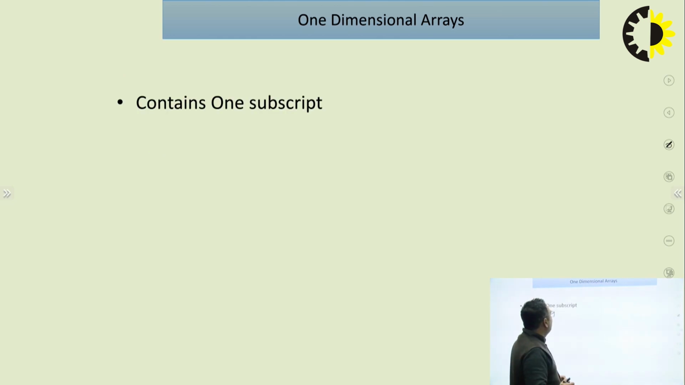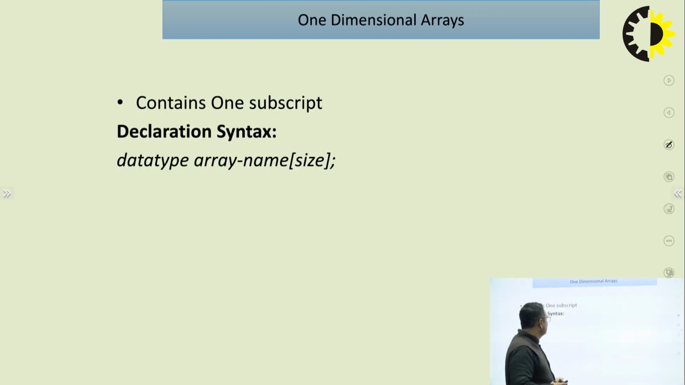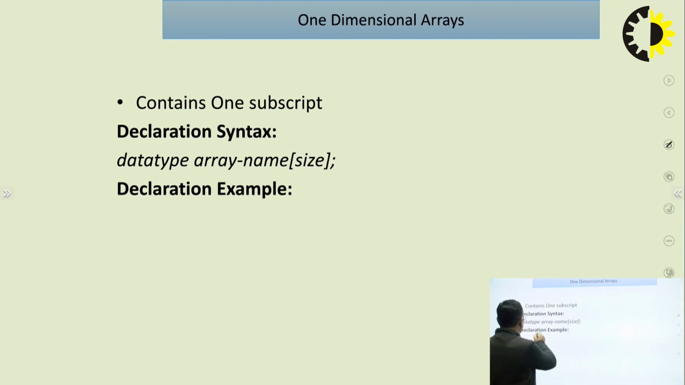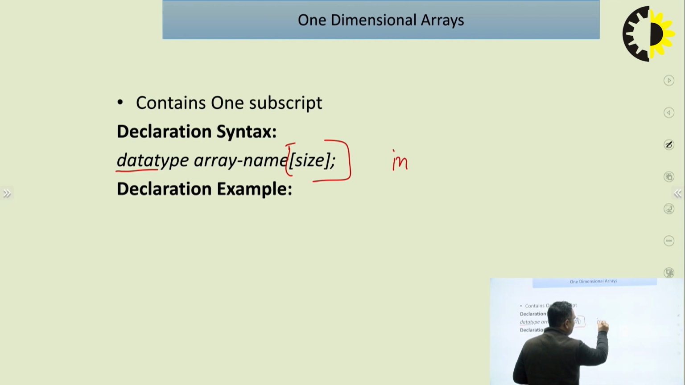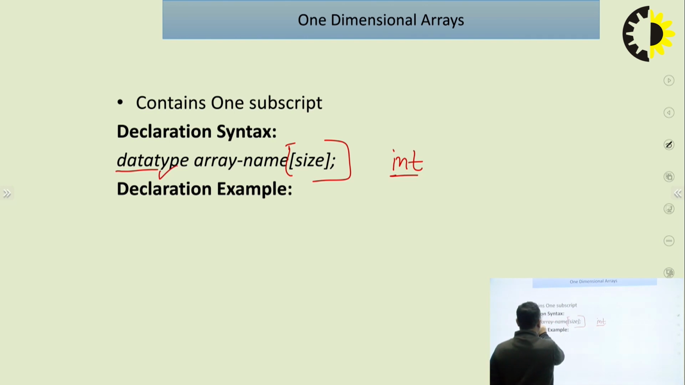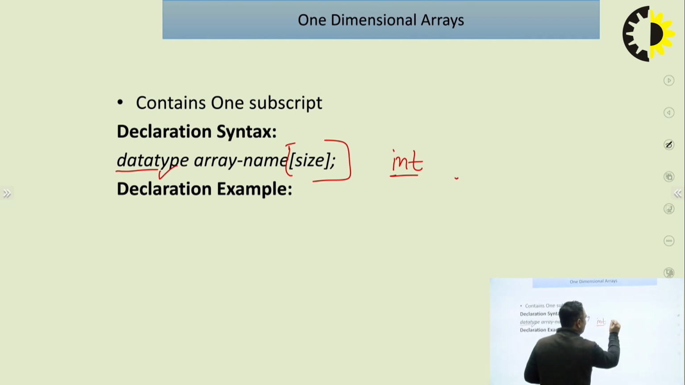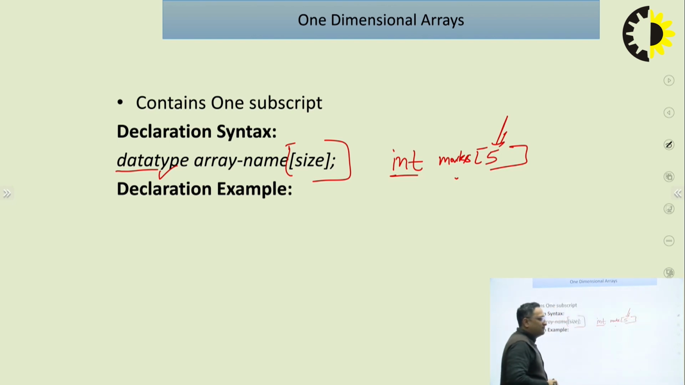Now, a one-dimensional array contains one subscript. As we just saw, when declaring an integer array, we give the data type, then the name of the array. Let's suppose the name of the array is marks, and then the size. Let's suppose there are 5 subjects, so 5 will be the size.